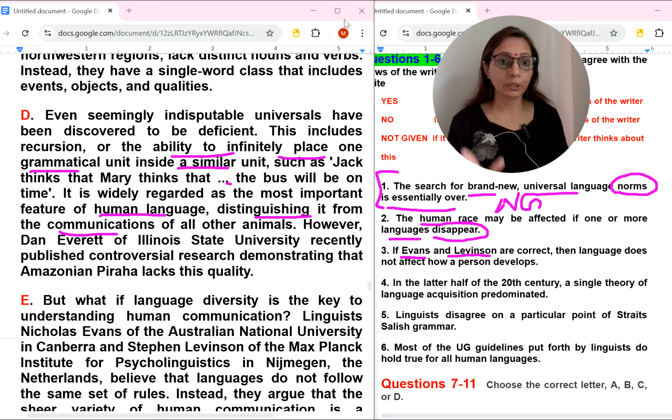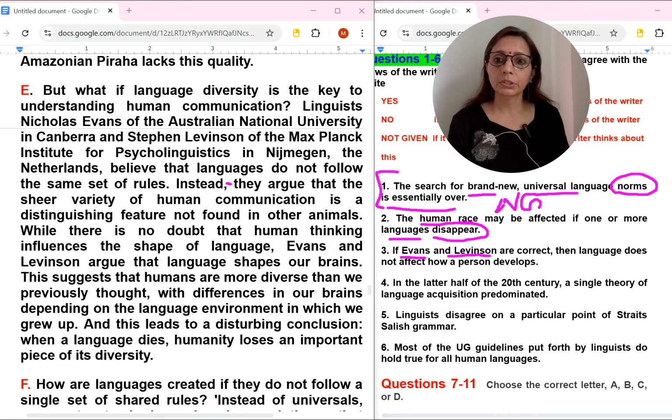Now we have come to the E paragraph. Okay, language diversity is the key. Evans, a person name, is there. Okay, of the Australian National University, this and this is all unnecessary information. We should not waste time reading all this. Till here they are just talking about where he works and all. Okay, what he believes is that languages do not follow the same set of rules. Instead, they argue that the sheer variety of human communication is a distinguishing feature not found in other animals.